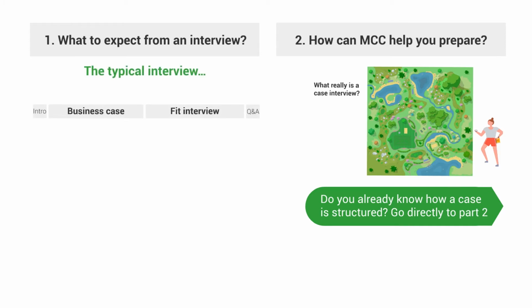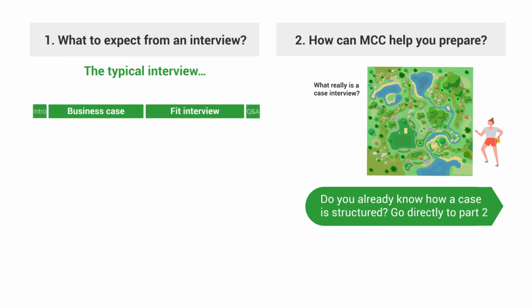A typical MBB interview will usually have 4 key sections. These are the introduction, where you introduce yourself and go over your experience, the business case, where you are expected to solve a case problem, the fit interview, and then finally the Q&A segment, where you can pose your questions about the firm or role or any others to the interviewer. The business case and the fit interview are the 2 most challenging sections.